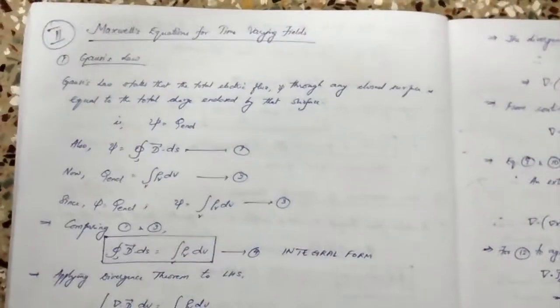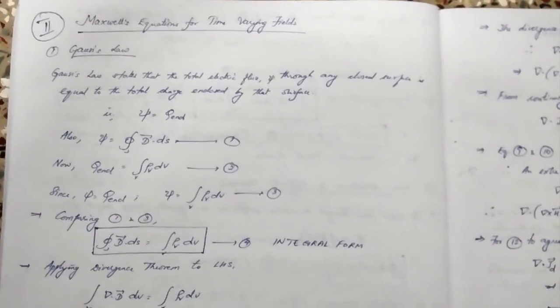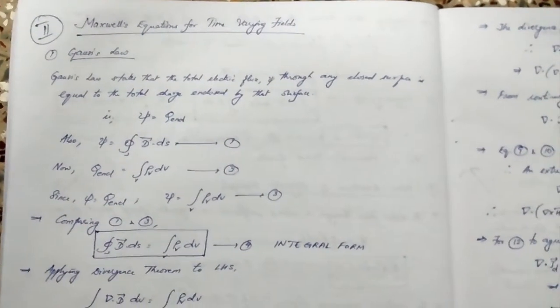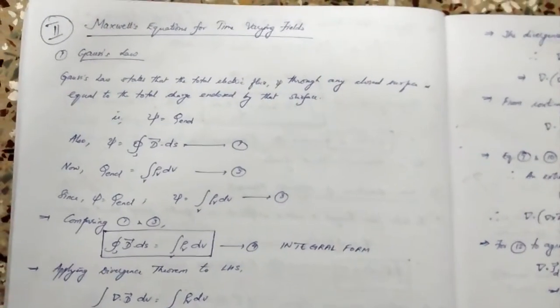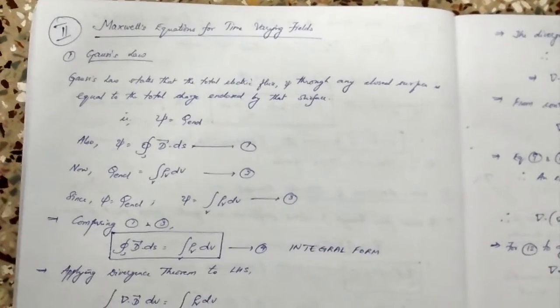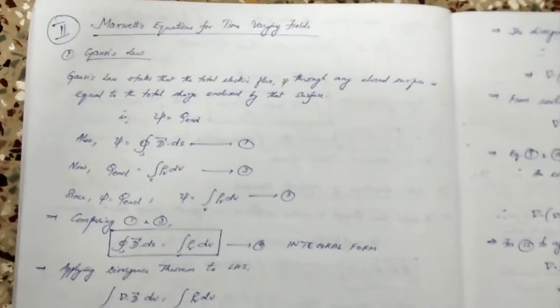Dear friends, now we are going to deal with Maxwell's equations for time varying fields. We have already seen the Maxwell's equation for static electric fields. So we know that with slight modifications we can derive the Maxwell's equations for time varying field. First Maxwell's equation is Gauss's law, which is exactly the same as that of the static field.